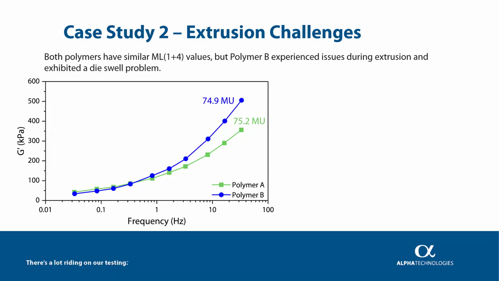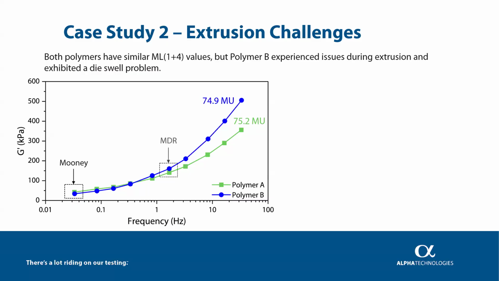To pinpoint the issue, our applications team stepped in and ran a frequency sweep using the Premier RPA. And when we plotted G' versus frequency, we saw that at low frequencies, where the Mooney viscometer operates, both polymer A and polymer B looked nearly identical. That's why the Mooney test missed the issue.